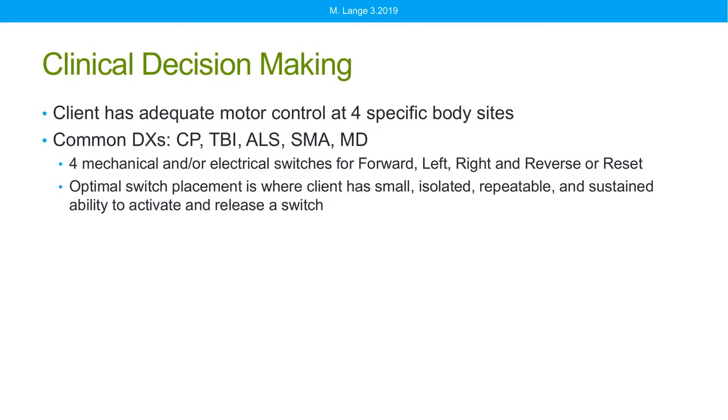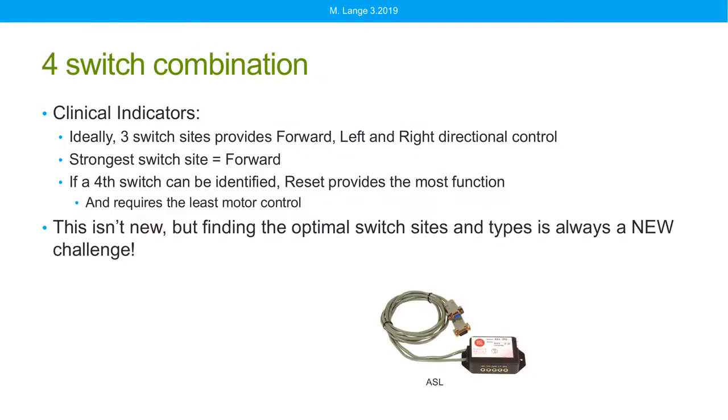But if we think our client can operate a switch at 4 discrete spots on their body, this is possible to do. Ideally, we want to start with at least 3 switch sites, forward, left, and right. The strongest switch site needs to be forward because that's what the client's going to use most frequently. If we can find a 4th switch site, then that can be reverse, but it can also fill another feature, and that can be reset or a mode switch. It's the same switch, just 2 different terms that are used.